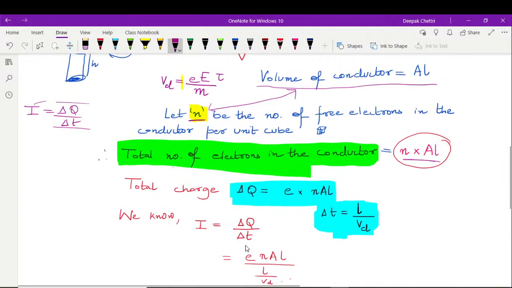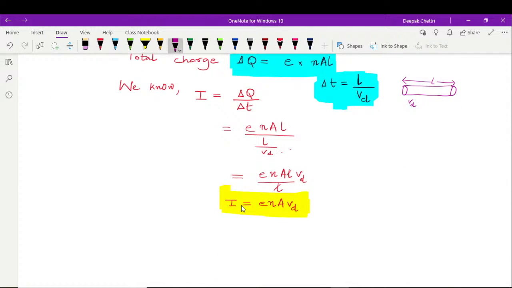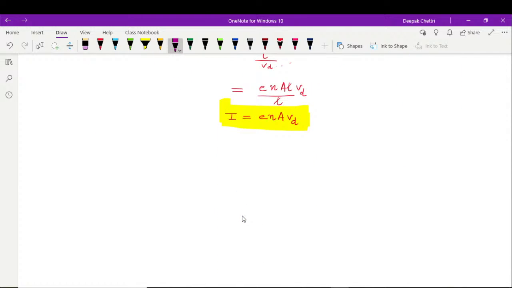So I will be equal to delta q divided by delta t. What is delta t? Delta t is the time taken by the electron to flow from one end of the conductor to the other. The conductor has a length L and each electron is moving with velocity Vd, so using the simple formula, time is equal to length by Vd. I put the values here, and ultimately I got this. So this is the current formula. All the things I think are clear here.